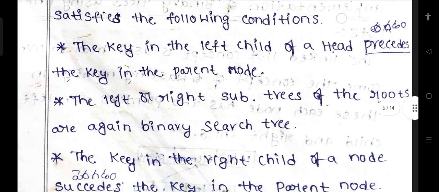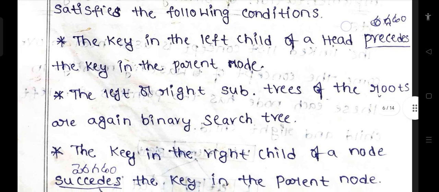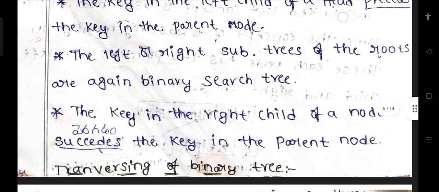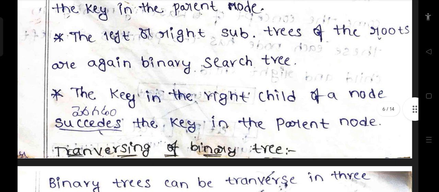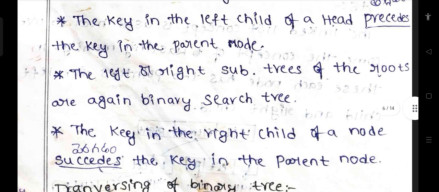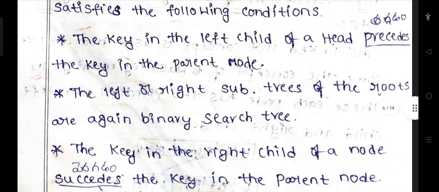The key in the left child of a node precedes the key in the parent node. The left or right subtrees of the root are again binary search trees. The key in the right child of a node succeeds the key in the parent node. Succeeds means increasing, precedes means decreasing.